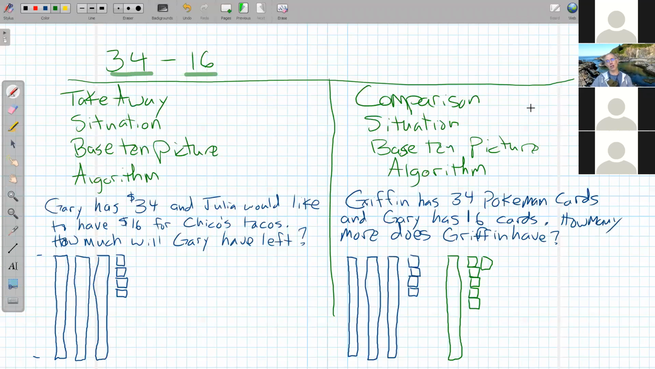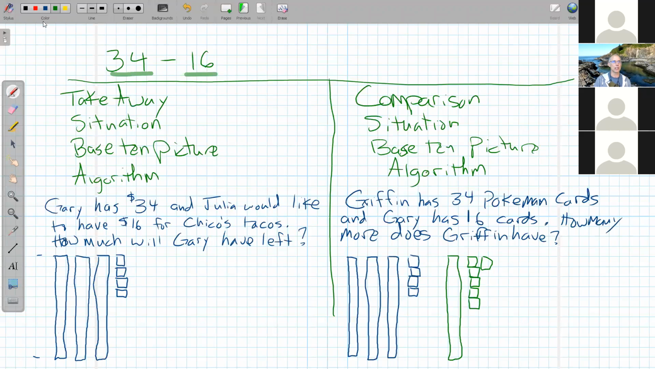Now, with the Pokemon cards, that's a little trickier because Griffin has 34 individual cards. But the point here is I'm trying to use base 10 blocks to get to how the algorithm works. So let's look at the algorithm before I continue with my pictures. I'm not done with either picture.